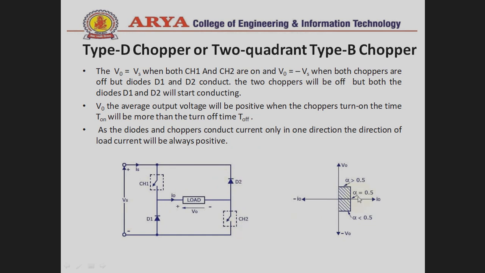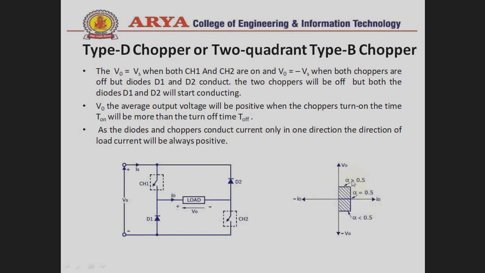And in this, the output voltage will be positive when the chopper is turned on and the time T on is more than the time T off. As the diode and chopper conduct current only in one direction, the load current will always be positive, and output voltage will be positive and negative. That's why the quadrant diagram is drawn in the first and the fourth quadrant.